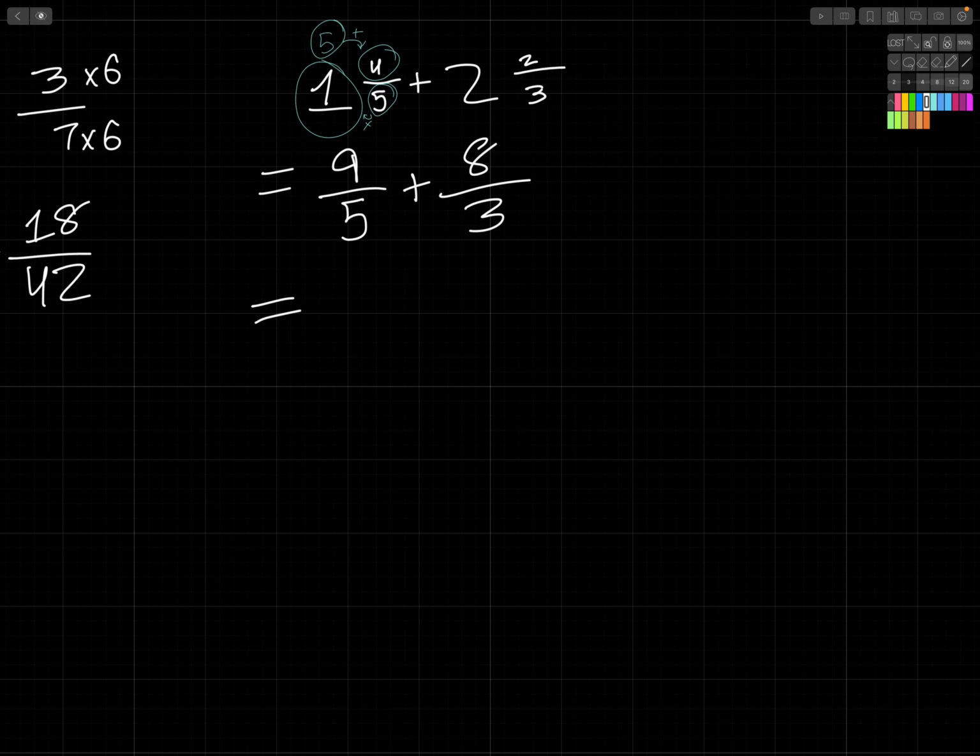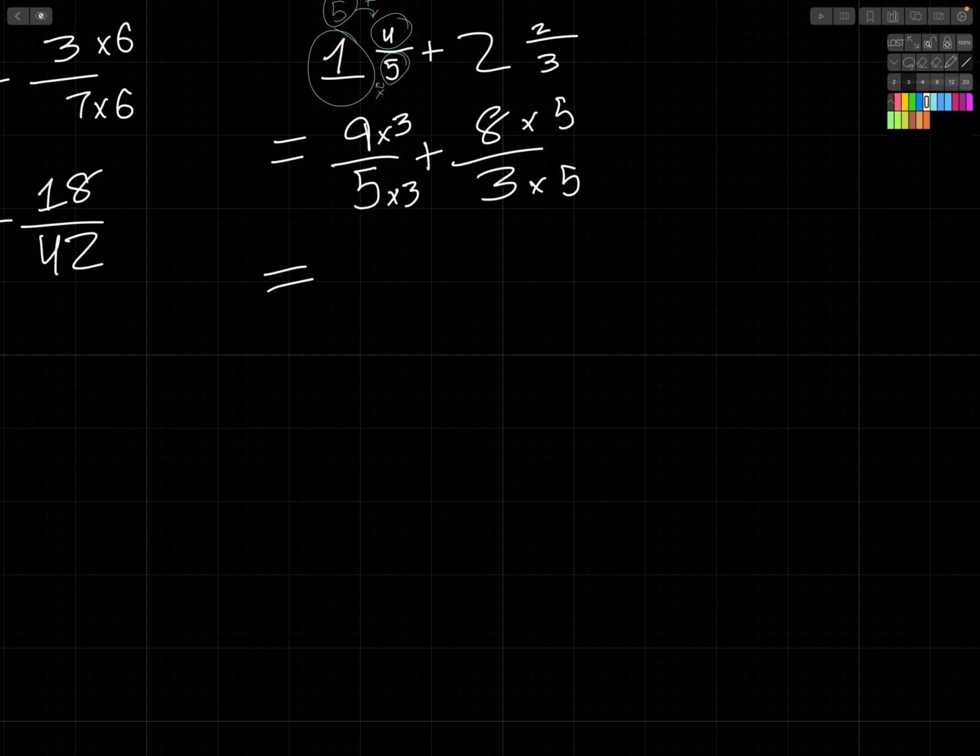So we see here we can times 5 by 3, and whatever you do to the bottom, do to the top. And we can times 3 by 5, and whatever you do to the bottom, you do to the top. And you see that the common denominator is 15. So to get 15, we do 5 times 3 and 3 times 5 to both get 15.